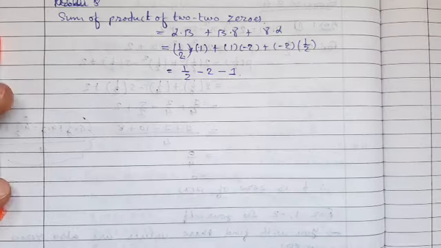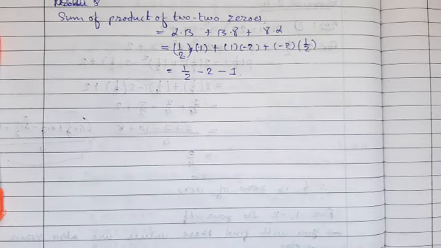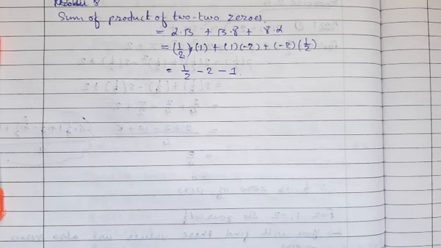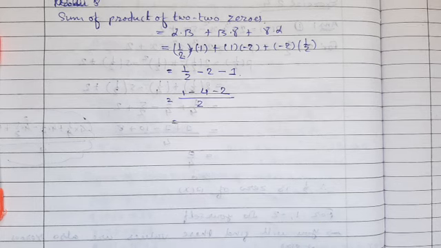Now the second thing about zeros for a cubic polynomial is the sum of products of two zeros. So alpha into beta plus beta into gamma plus gamma into alpha. Product of two zeros means alpha beta, beta gamma, gamma alpha, and the sum of these products. So by putting the values we will get this format. By simplifying this term we will get (1 minus 4 minus 2)/2, and the answer will be -5/2.